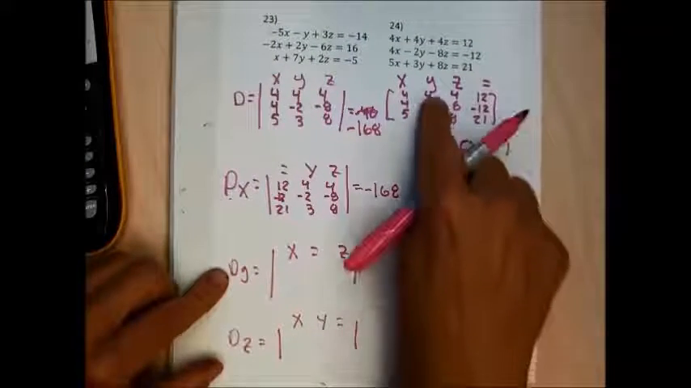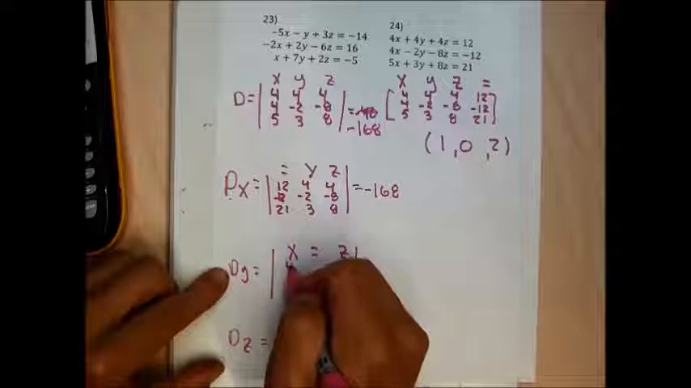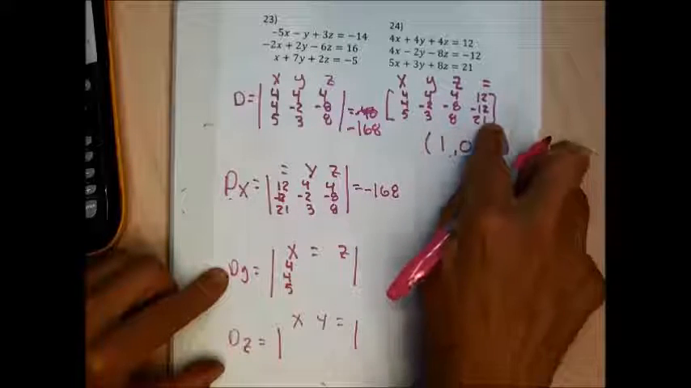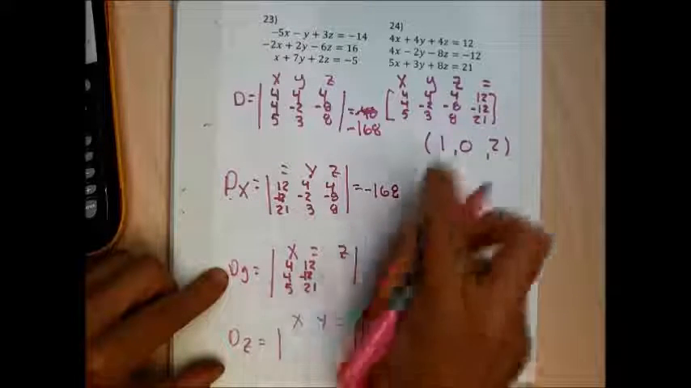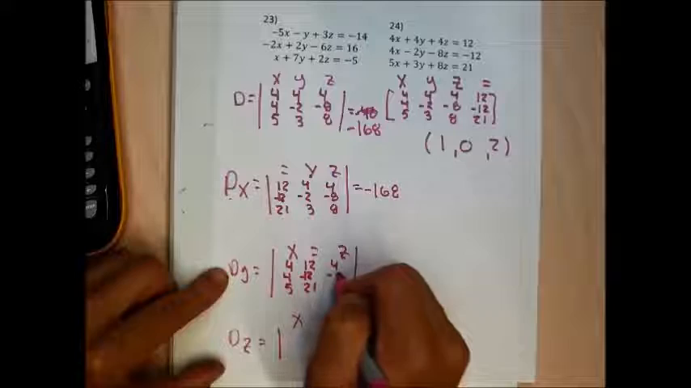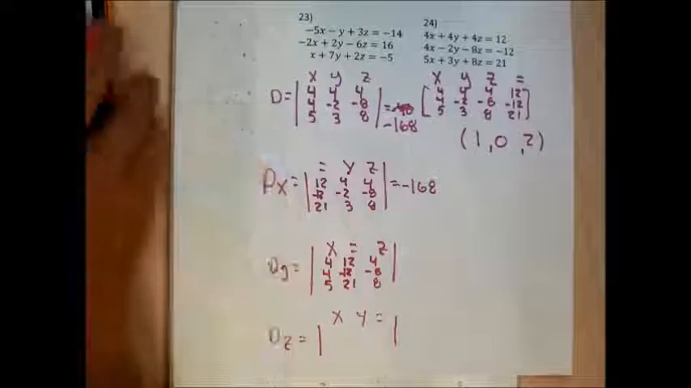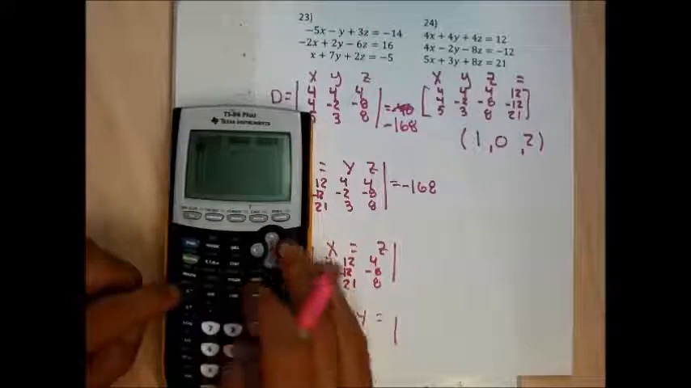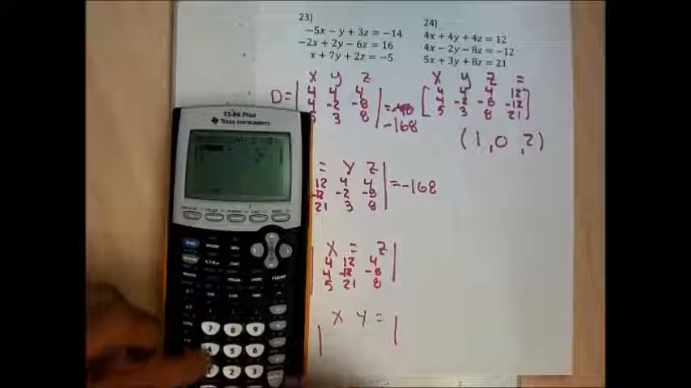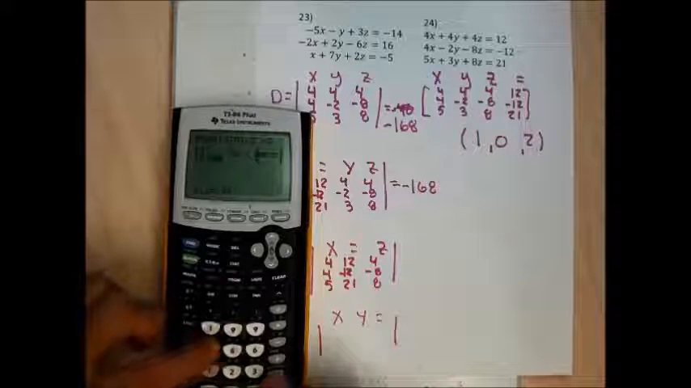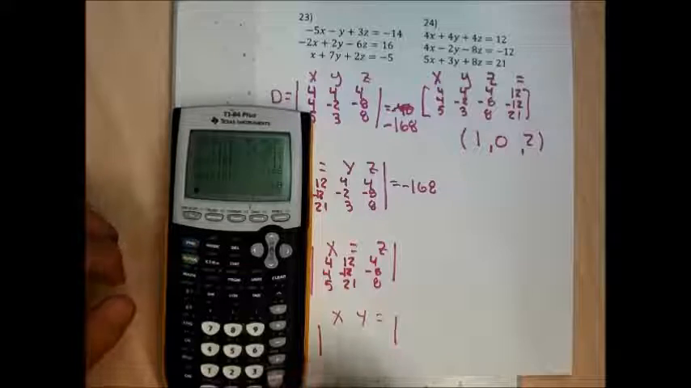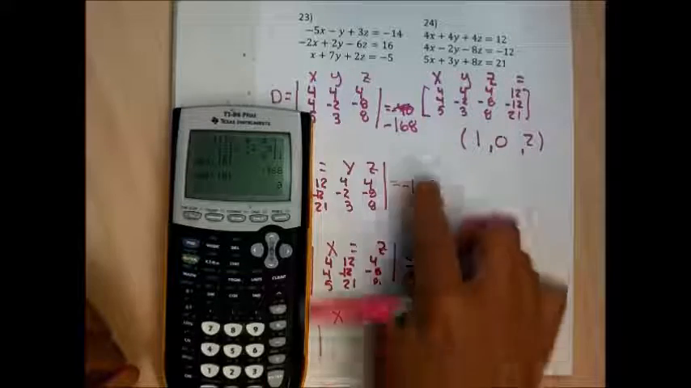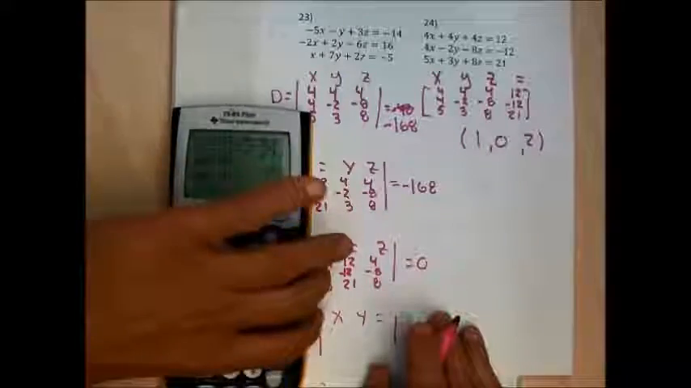For the D sub Y, I'm going to have the X column first, which is 4, 4, and 5. Then the equals column, 12, negative 12, and 21. And then the Z column, 4, negative 8, and 8. Let me just enter this and get its determinant. Second matrix edit, 3 by 3, 4, 12, 4, 4, negative 12, negative 8, 5, 21, and 8. Second quit, second enter, enter. I get 0. That's good because 0 divided by negative 168 is going to be 0.